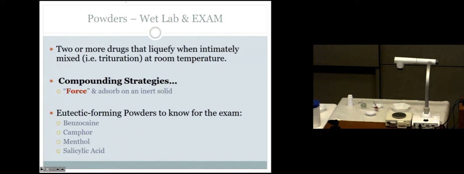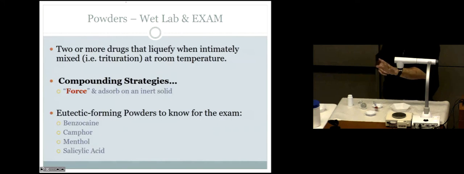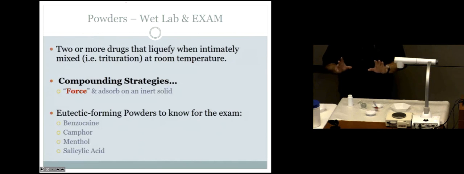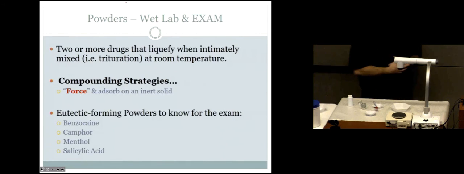Now here's the deal. Write this down. This is a big deal. On the test, I expect that you would be able to identify those 4 chemicals. Any combination of those 4 chemicals in a powdered prescription, you should be able to identify and realize, ooh, those are those eutectic formers. So my formulation should be to start with those, whatever combination of those 4 it is, make a eutectic from those, and then add other ingredients and then adsorb them into some bulk powder.